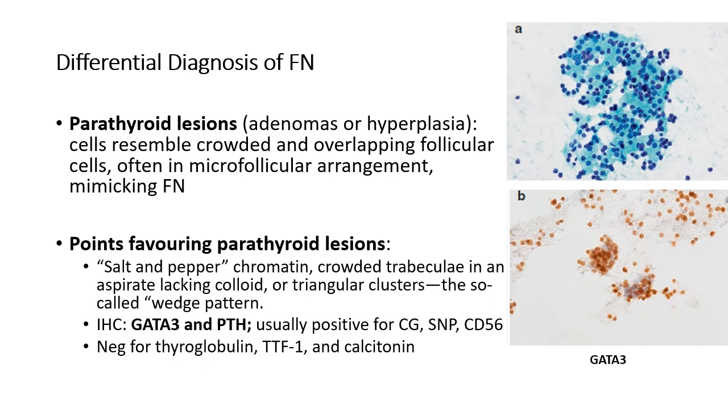So what will be the differential diagnosis of follicular neoplasms? First are the parathyroid lesions. As we have seen earlier also, these lesions can resemble the follicular neoplasms. They are often present in microfollicular arrangement and crowded groups. However, you have to differentiate them based on the nuclear features, presence of salt and pepper chromatin. Crowded trabeculae can sometimes be seen, absence of colloid, and on IHC they will be positive for PTH and GATA3 and sometimes positive for chromogranin, synaptophysin and CD56, and they will be negative for thyroglobulin, TTF1 and calcitonin.